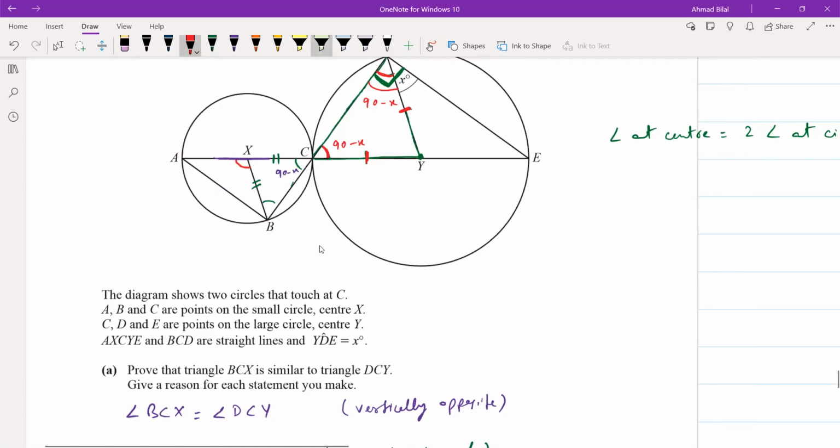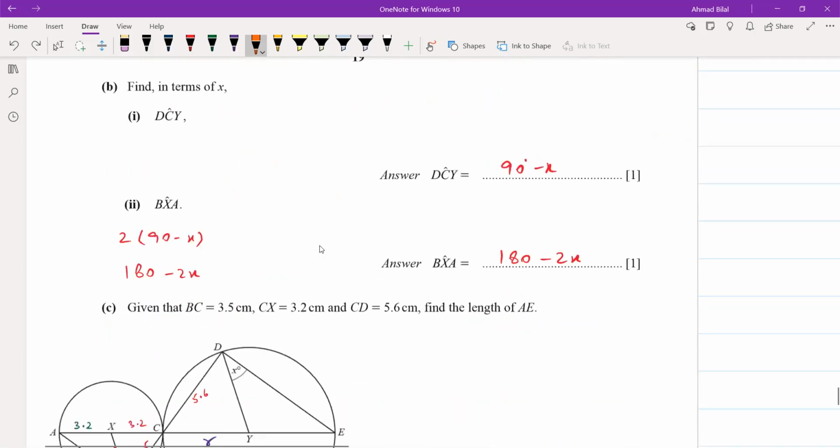We are considering the chord AB, which makes two angles. One angle is made at the circumference, and that's 90 minus x. The same chord makes an angle at the center, which will be twice the angle at the circumference. So we multiply 90 minus x by 2, that's 2 into 90 minus x, which is 180 minus 2x.